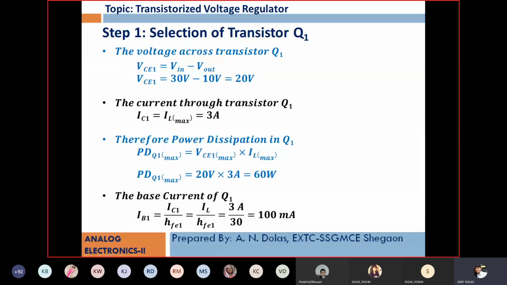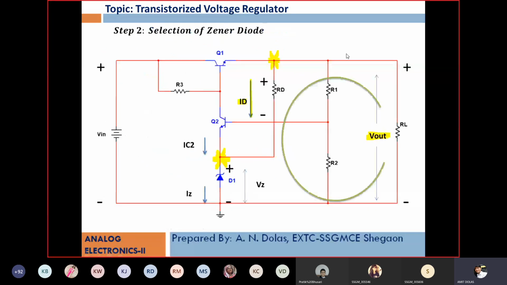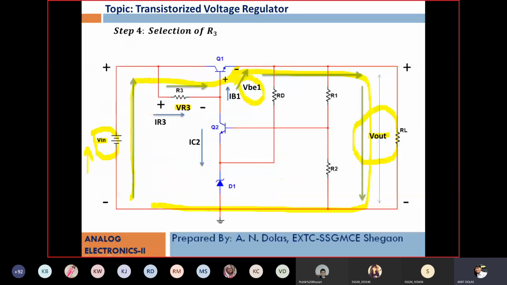Let me see the problem statement. Yes, the unregulated power supply is 25 volt plus minus 5, varying from 20 volt to 30 volt. If you select for 20 volt, then if the input increases, R3 may get damaged. So we'll go for the 30 volt selection. So here, coming back to the selection of R3.